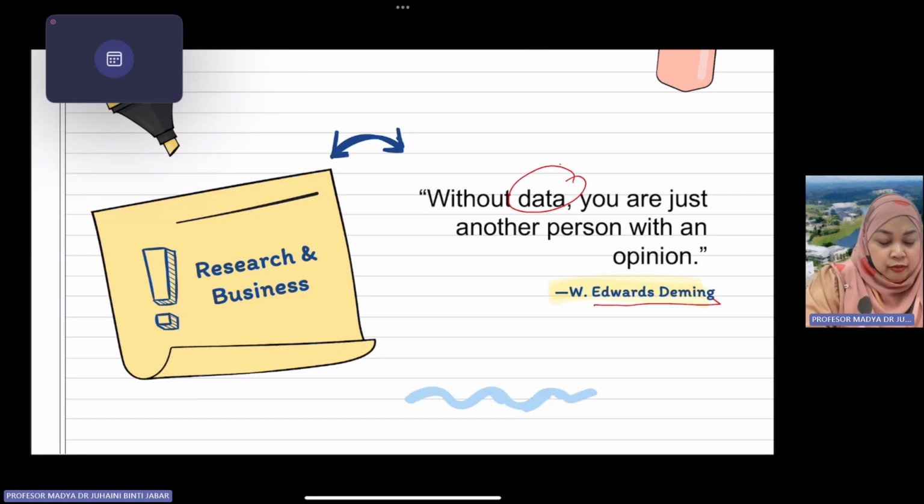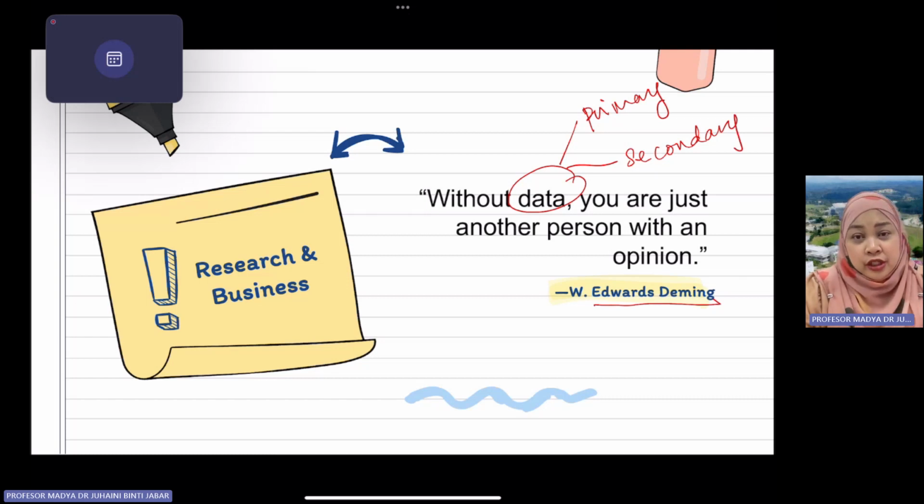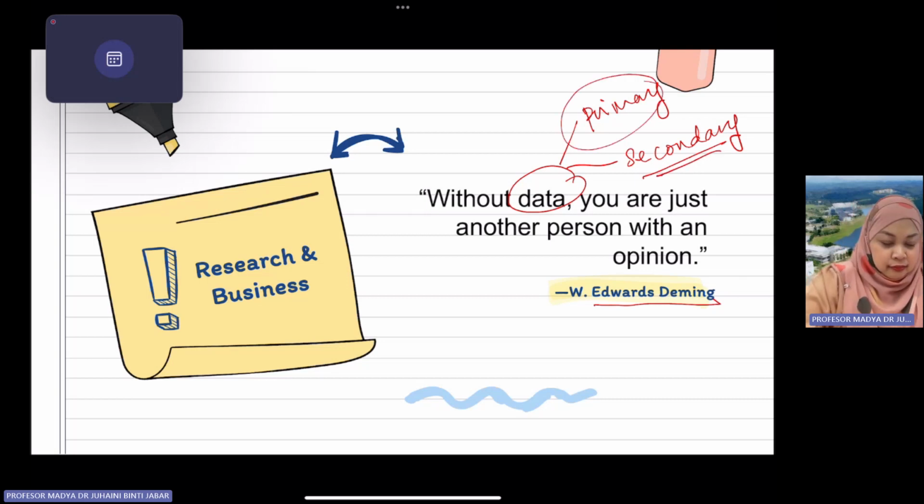Data can come from 2 sources, which are primary data and secondary data. In the last class we talked about conducting a literature review. Literature review is secondary data. Once you collect your own data through a survey or maybe an interview, that will become your primary data.